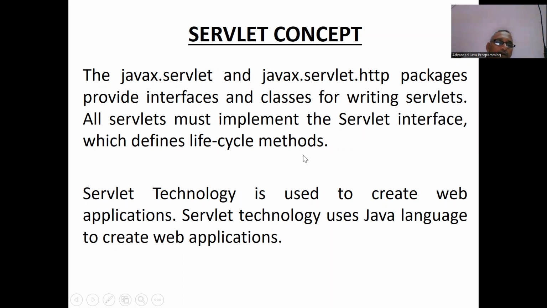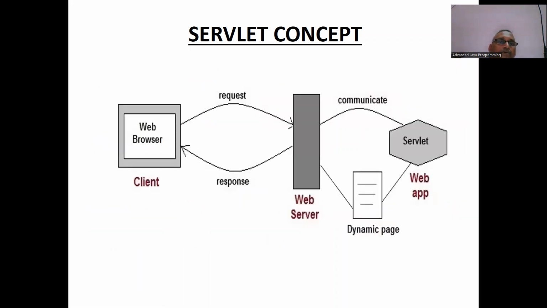Now let's see the diagram. This is how the data flows from client to server. First, the web browser's request is sent to the web server, which communicates through the servlet. The response goes back through the reverse process. This is how the data flows from client to servlet. This is the diagrammatic representation. Servlet technology uses Java. Web applications made using servlets are secure, scalable, and robust.